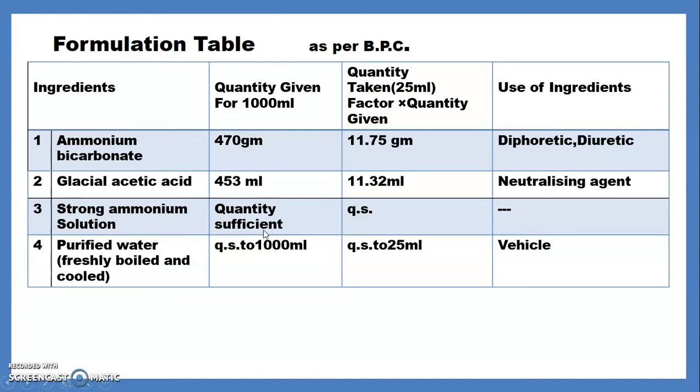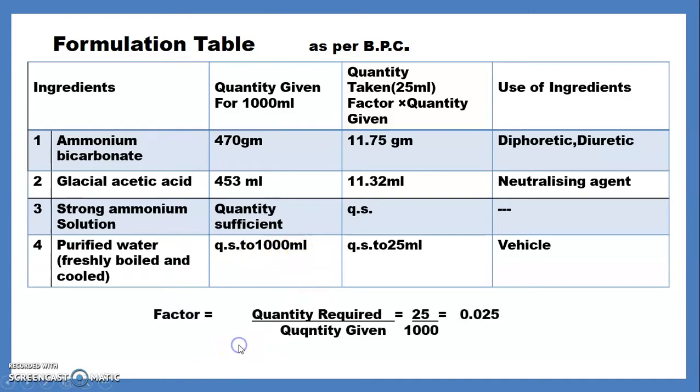This is our experiment by the pH adjustment method. That's why strong ammonium solution is used for the pH adjustment, in quantity sufficient only. And purified water, freshly boiled and cooled water, should be preferred here, quantity sufficient to 1000 ml. Then we require the quantity taken.